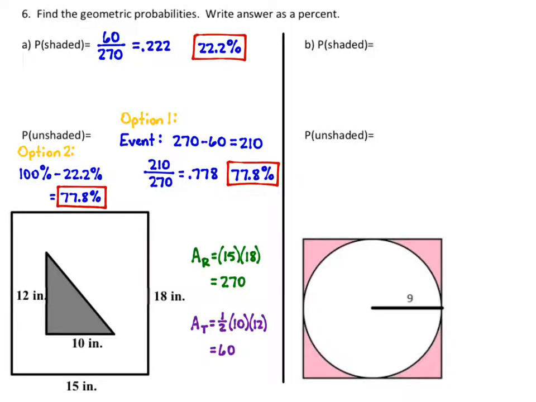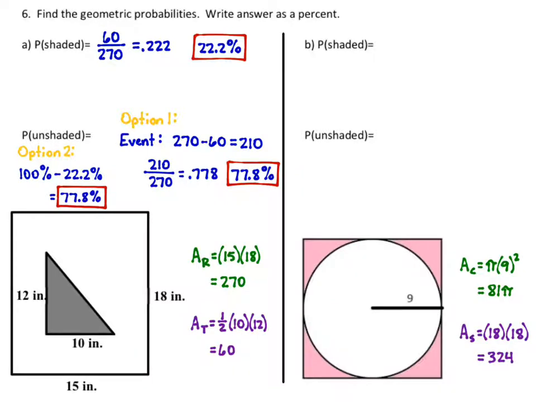All right, for B, now the shaded region is the outside. It's not the circle. So again, we're going to find the area of the circle. Remember, area of a circle is pi r squared, so that's 81 pi. We're going to find the area of the square, which is going to be 18 times 18, because if the radius is 9, that means the entire length of the square is going to be 2 of those, the diameter. So 18 times 18, which is 324.